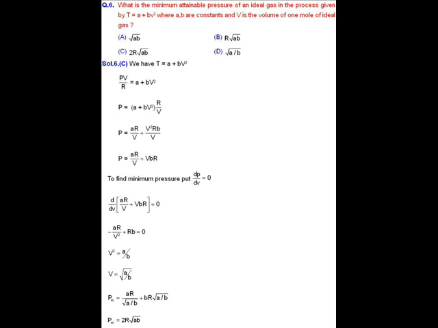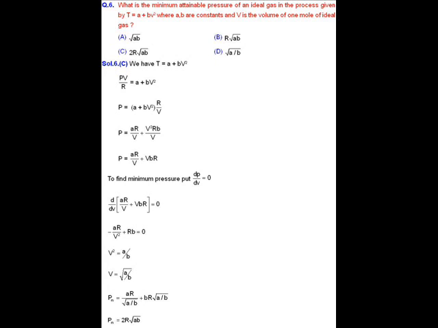So PV upon R equals temperature T, that is equal to A plus BV square. That implies P is equal to (A plus BV square) times R by V. Or pressure equals AR upon V plus V square RB upon V. That implies P equals AR upon V plus VBR. Or pressure is a function of volume.